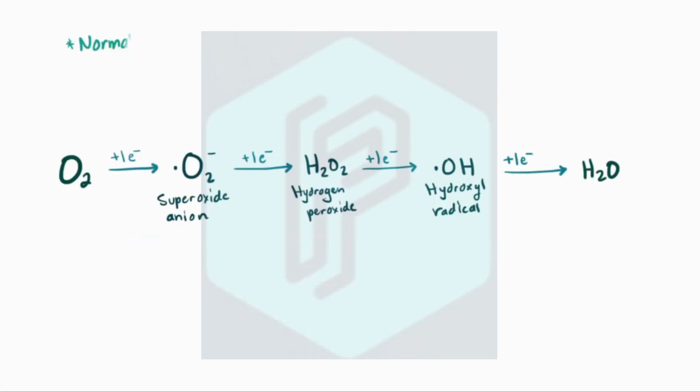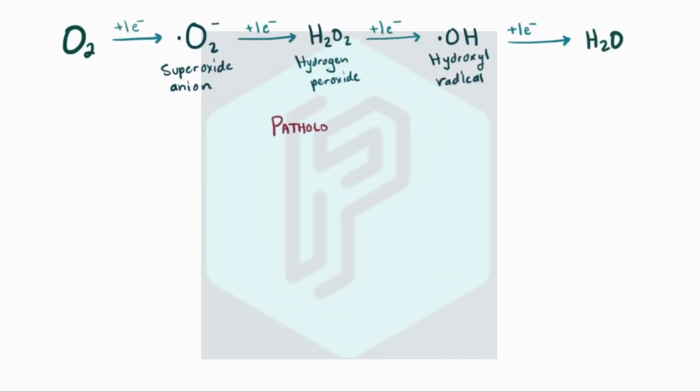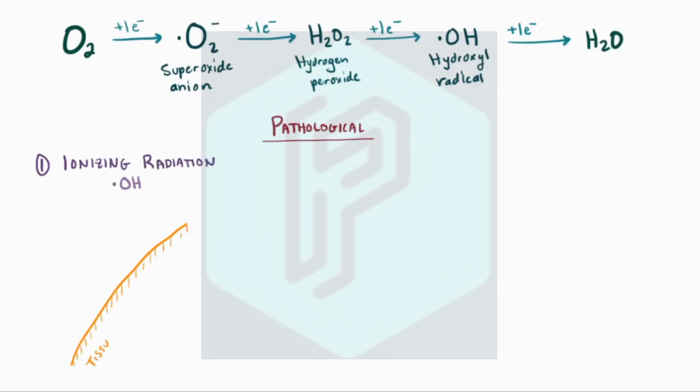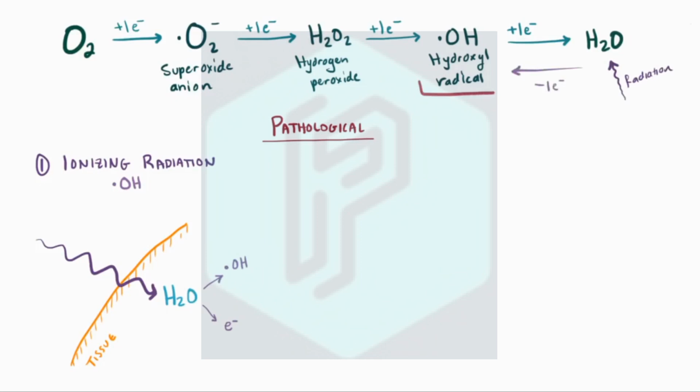Also though, you can generate free radicals in pathological conditions, so not in normal conditions, right? One way is through ionizing radiation, and this usually generates a hydroxyl radical. This will happen when the radiation comes in and hits water in your tissue. So it hits the H2O, right, and knocks off an electron. If you go backwards from water, you'll end up at the hydroxyl radical. And these hydroxyl free radicals are generally the most reactive, and therefore probably the most damaging to your cells.